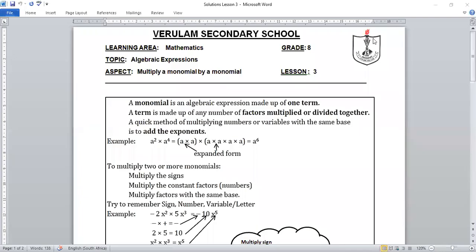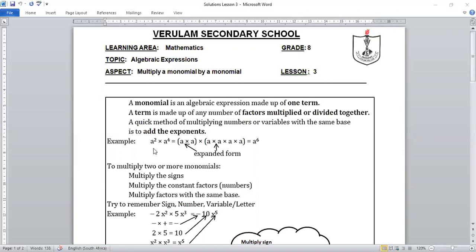Today's lesson will focus on the solutions to the questions in Lesson 3. If you recall, Lesson 3 focused on multiplication of a monomial by a monomial. And in Lesson 3, we covered terms like monomial, which is an algebraic expression made up of one term. Then we discussed what a term is. A term is made up of any number of factors multiplied or divided together.